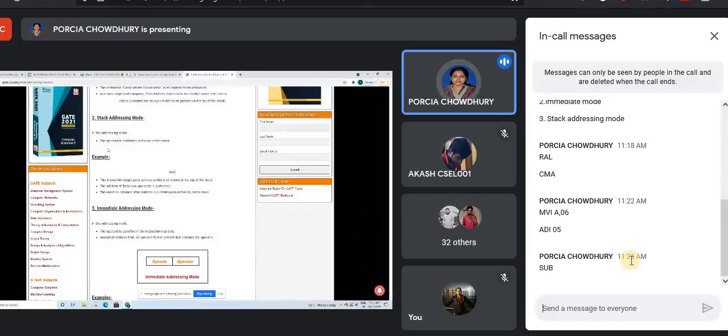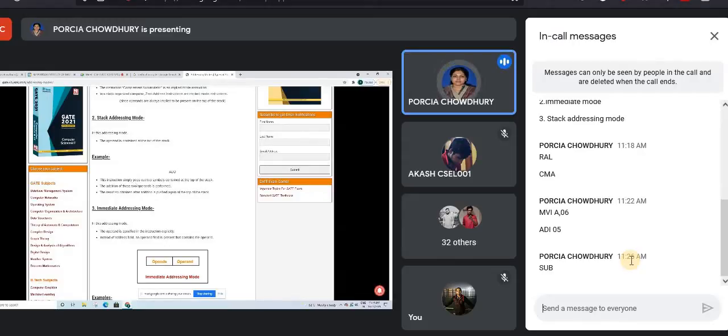In this addressing mode, the operand is contained at the top of the stack. So in stack based addressing mode, again no address field can be used because that is the class, and the top of the stack will act as the operand. You have to remember that, you can write that. Example, see over here it's given ADD. I have told you about SUB, they have given ADD.